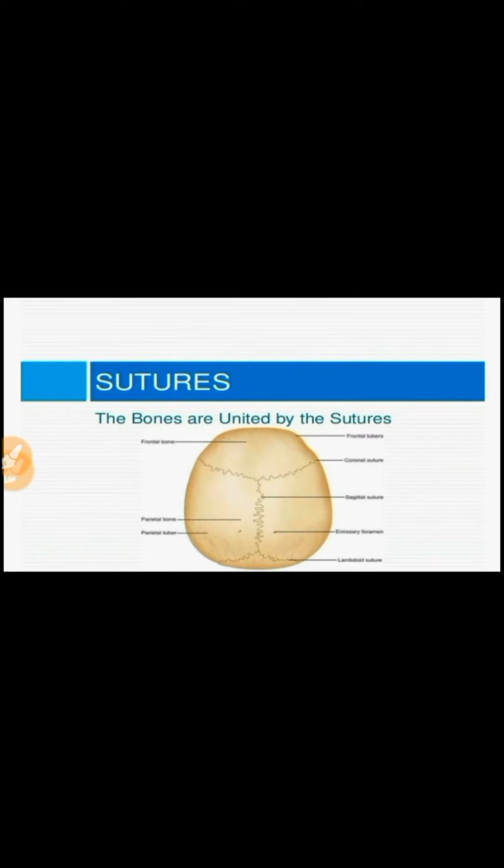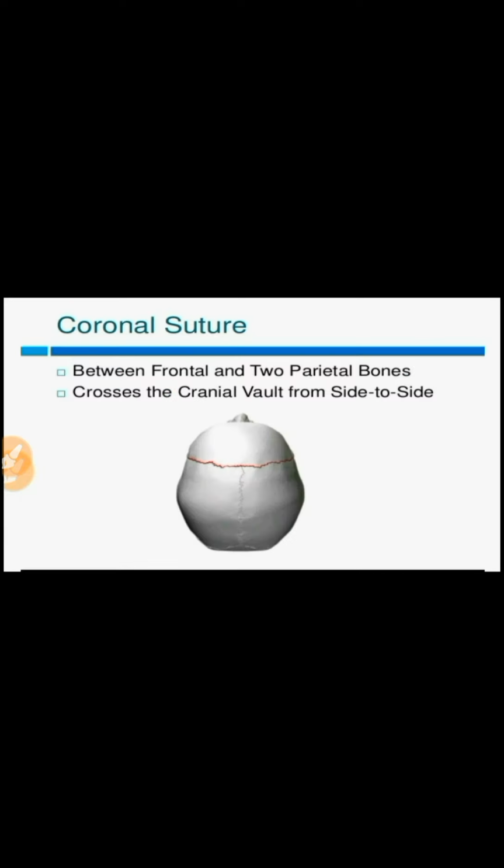These are all neurocranium. And you will see 3 sutures holding these 4 dermal or membranous bones. They are named depending upon their position, shape or location. So you will see 3 sutures: coronal, sagittal and lambdoid. The coronal suture is present between the unpaired frontal bone and the pair of parietal bones, and it crosses the cranial vault from side to side. It is a horizontal suture.